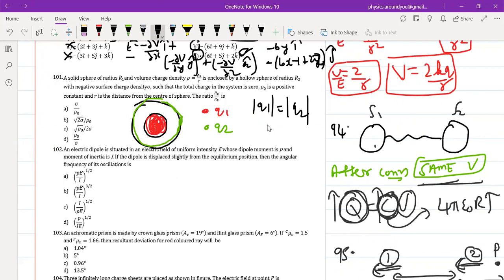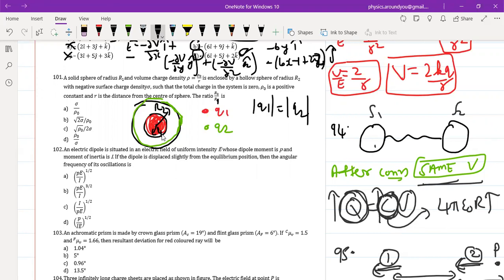But do I need all this to calculate? And there's a printing mistake. It is a ratio of R2 by R1, the ratio of R2, the radius of the second, to R1, the radius of the first. Do I need all this?